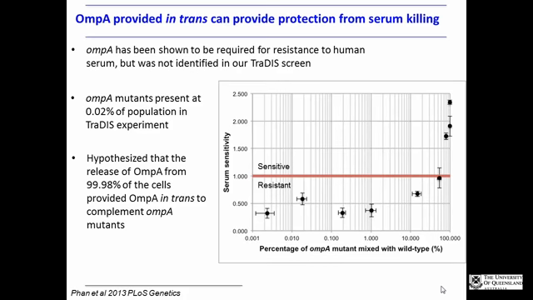And in fact, we were able to show that in a mixed competitive experiment, whereby we mixed different ratios of an OMP-A mutant and a wild-type strain and incubated them in human serum, we found that at low concentrations of the mutant, it was resistant to the killing of human serum. But then as we increased the concentration of the mutant to above 15%, that mutant then became sensitive to killing by human serum.